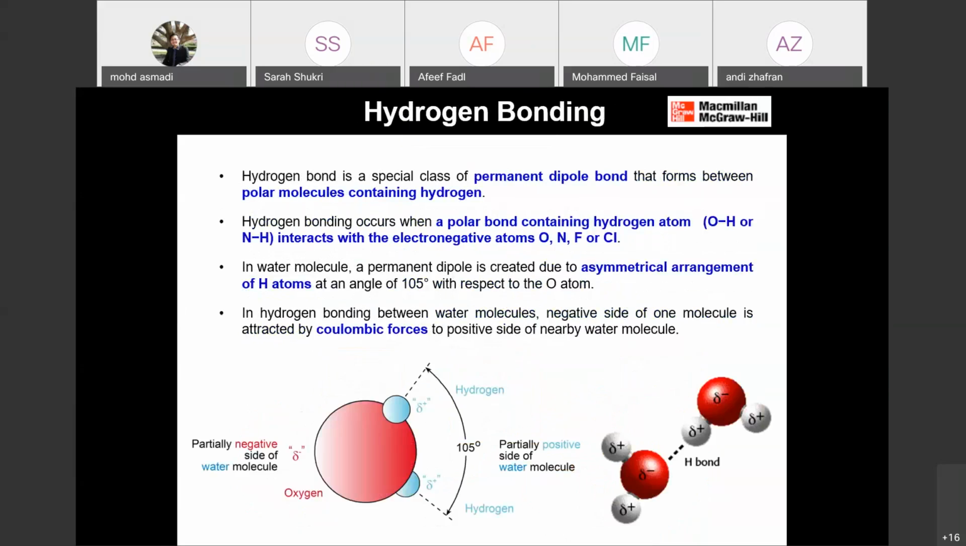It's another type, a special case of the permanent dipole bonds, that forms between a polar molecule containing hydrogen. For example, OH and NH interact with the electronegative O and F or Cl. This one is a symmetrical arrangement of H atoms, angle 105 degrees with respect to the O atom. Look here, there is hydrogen bonding between water molecules.